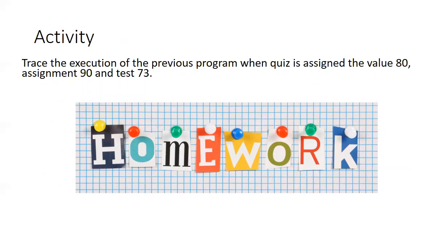Now it says here, trace the execution of the previous program when the quiz is assigned a value of 80. So the program was this, right? We've got three values: get x, get y. Oh, well, they called them assignment, right? This is assignment. This is test. And then after the assignment and test, there was a quiz or something. So we get all three of those. Then we call this function, which gets the average or something. The function produces an output, and then we print the output.